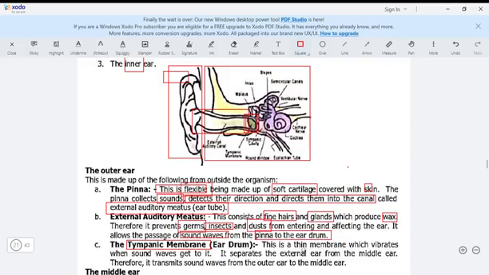Then we also have the tympanic membrane, which is also known as the eardrum. This eardrum is very thin. It's a thin membrane. Its work is to vibrate. Once sound comes from the external ear, the eardrum will vibrate. It's the separation between the external and the middle ear. So when you get to the eardrum, you are already moving to the middle, and you have left the external. Therefore, it transmits sound waves from the outer to the middle ear.